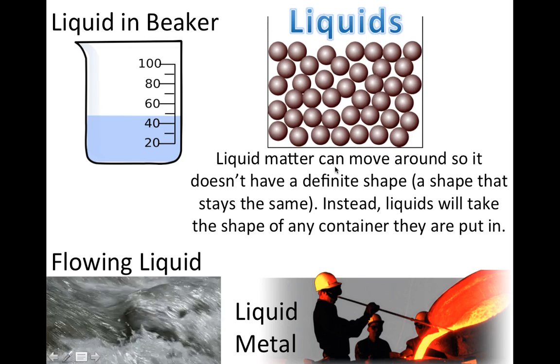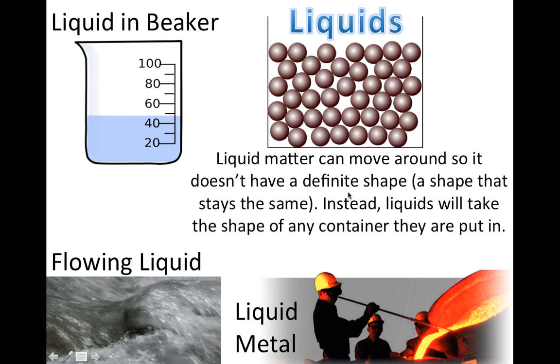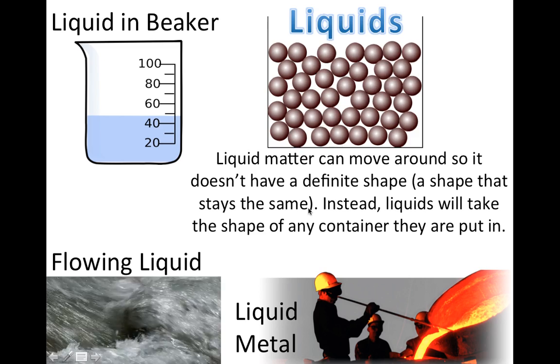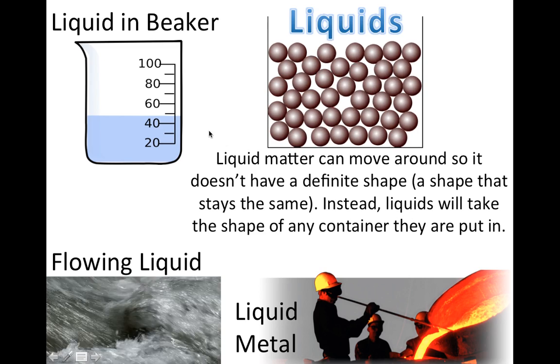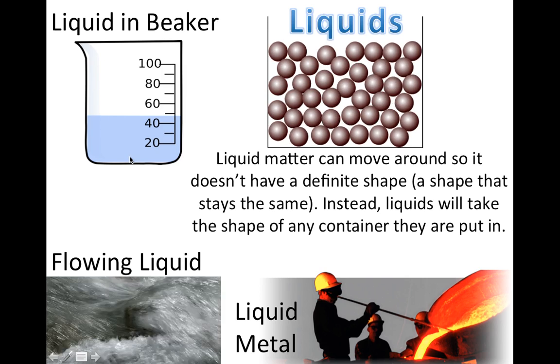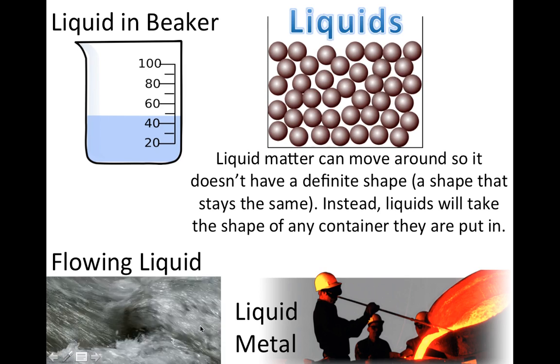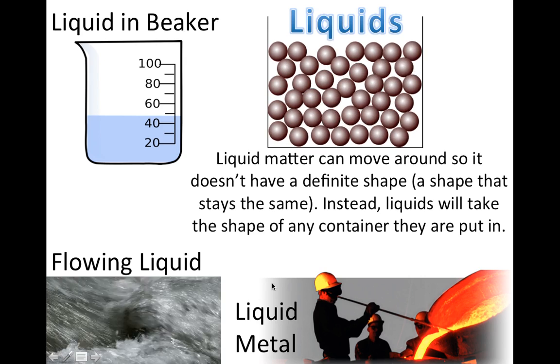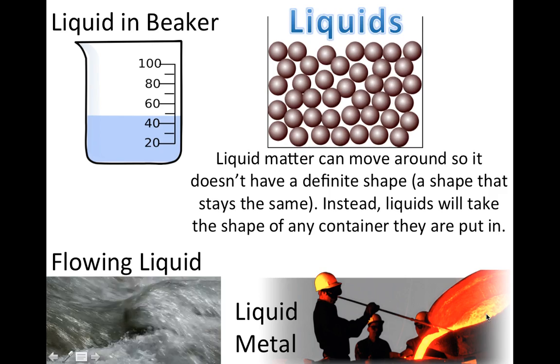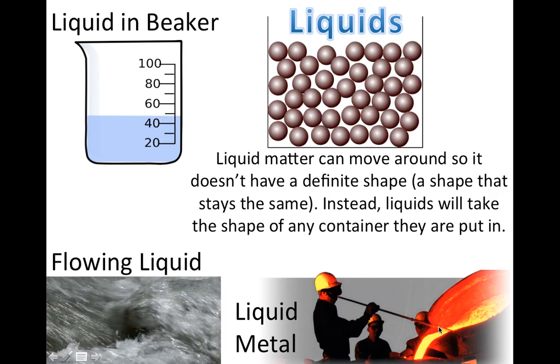Liquids. Liquid matter can move around, so it doesn't have a definite shape. That means a shape that stays the same. Instead, liquids will take the shape of any container they are put in. Here we see a liquid in a container. And here we see a liquid out of a container. You see that it changes shape and moves over the rocks. Here we even see liquid metal. When metal is hot enough, it will actually turn into a liquid.